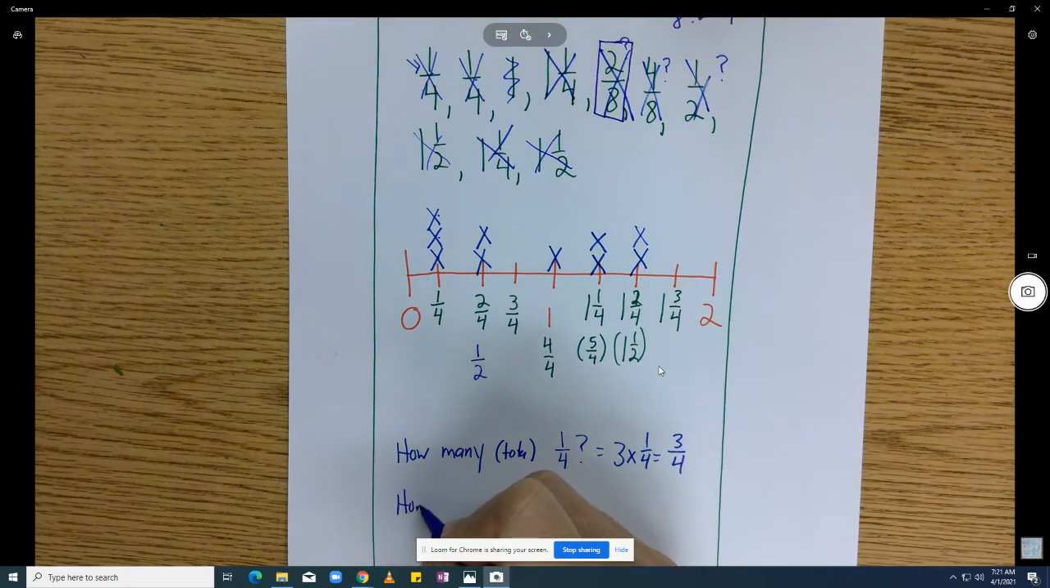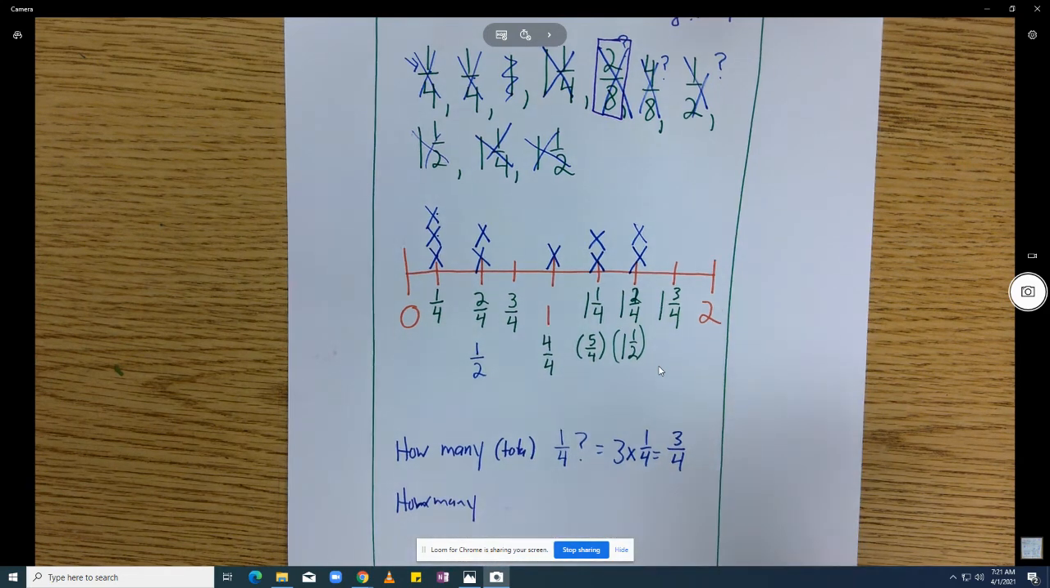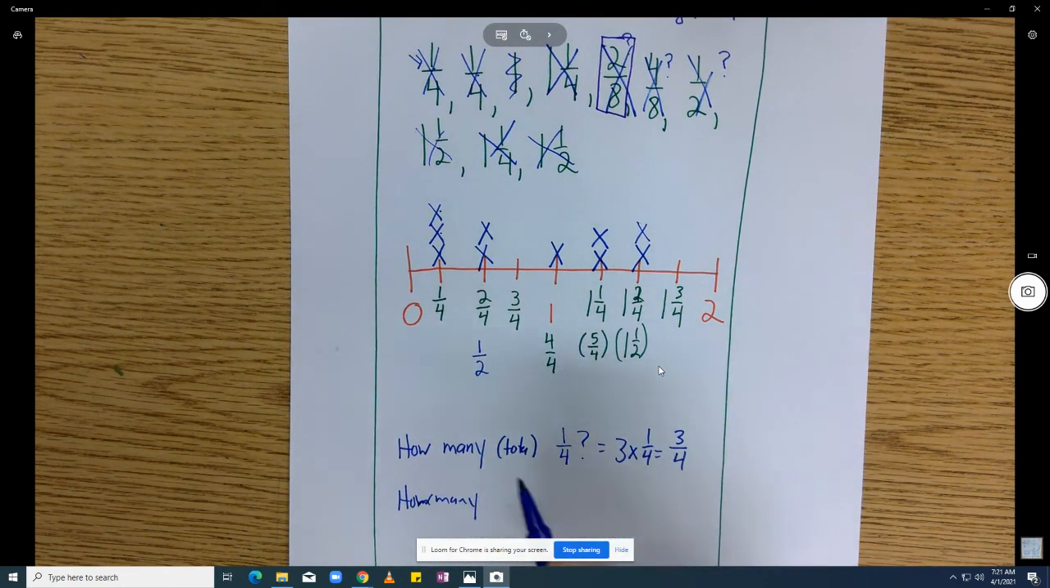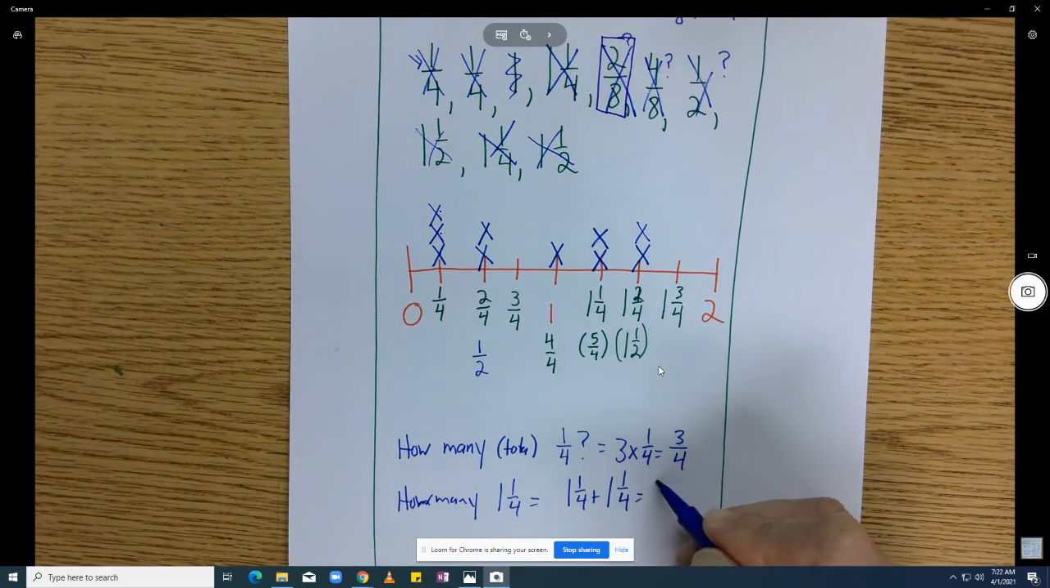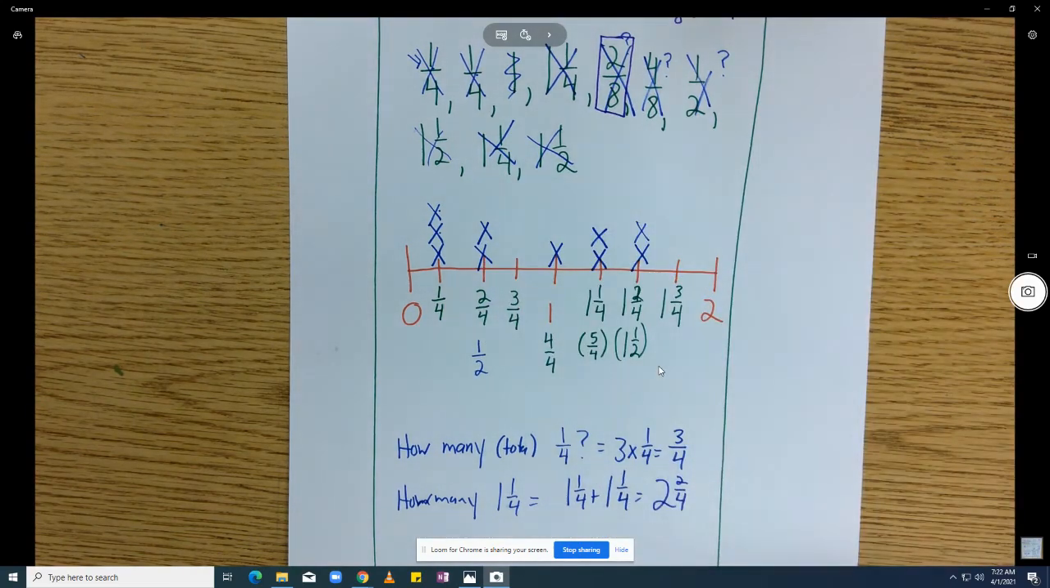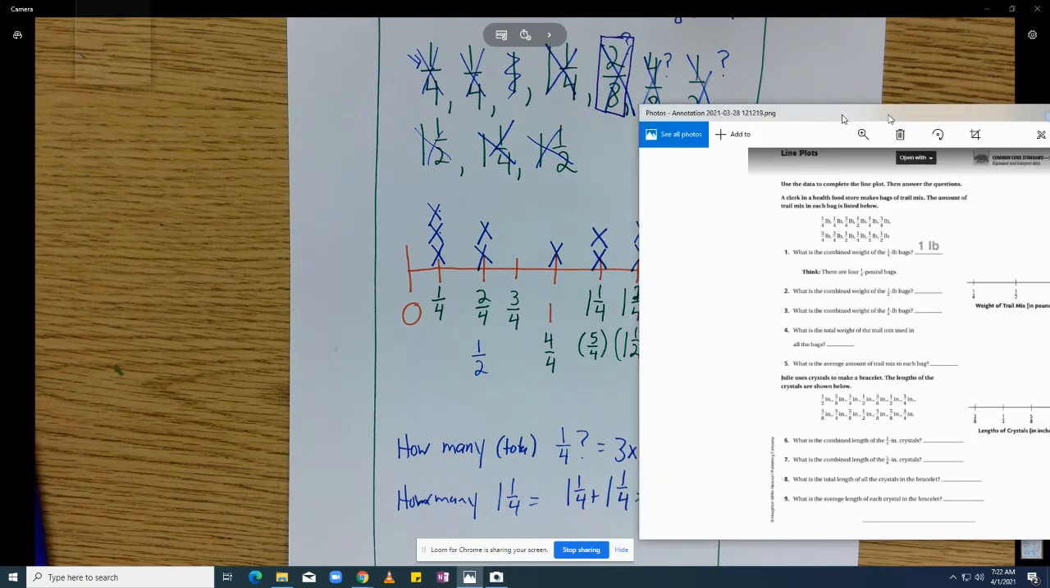How many, let's say 1 1/4. Well, there's 2 of them, so it's just 1 1/4 plus 1 1/4 equals 2 2/4. So that's all you do. You just add up whichever ones. So let's take a look quickly at what your homework is, and then you guys are set. And I would even suggest that this wasn't a very long lesson, so you might even have time to do this in class, which would be fine with me. Get it done.